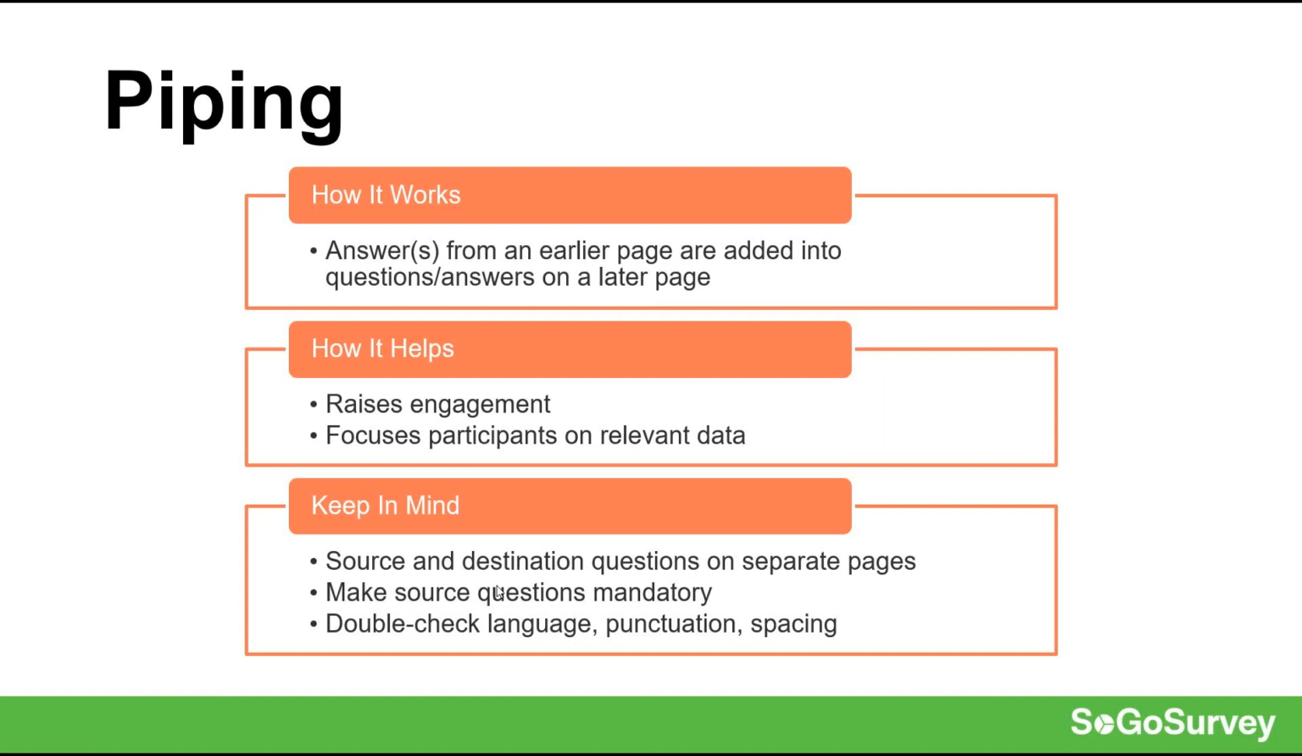And also another thing is that, since we're going to be taking that information from one question and filling it into another question, if you have any kind of errors in terms of language, punctuation, or spacing, those errors are essentially going to get reflected twice. So definitely double check that information before you decide to use piping.